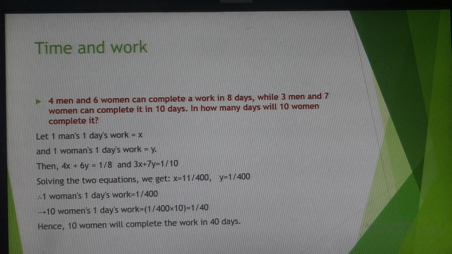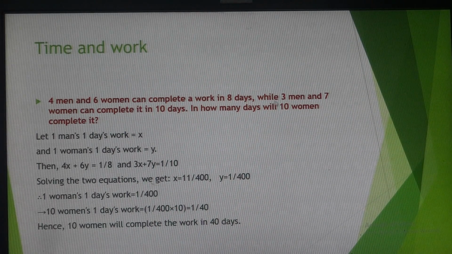Now we have got a question where men and women are combined. 4 men and 6 women can complete a work in 8 days, while 3 men and 7 women can complete it in 10 days. In how many days will 10 women complete the work?